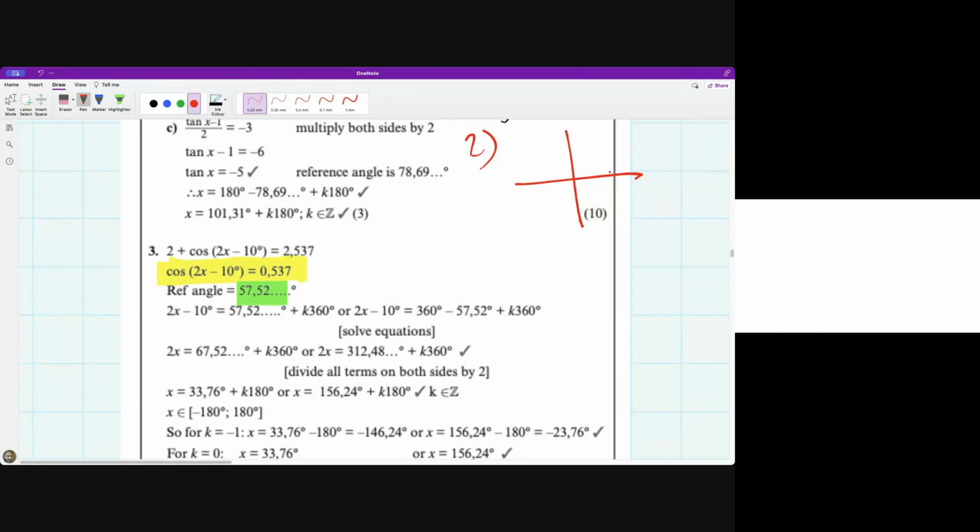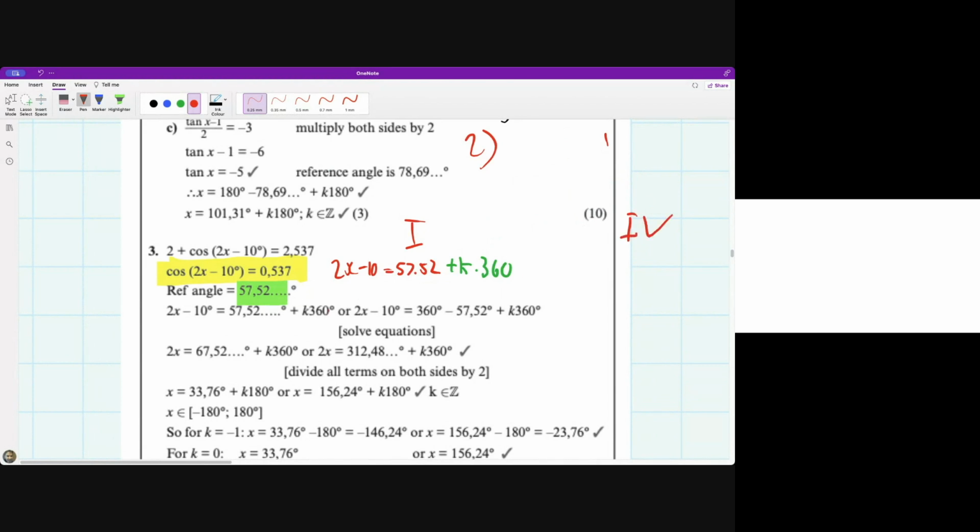Okay, it's going to be in quadrant 1 and in quadrant 4. So we're going to have a solution for quadrant 1 and for quadrant 4. Okay, now what are we going to do next? So now, instead of just x, we're going to say 2x minus 10, because the reference angle had that funky bit, and it's going to be equal to 57.52. But I'm also going to have a k times 360 because of the period of the cos function.